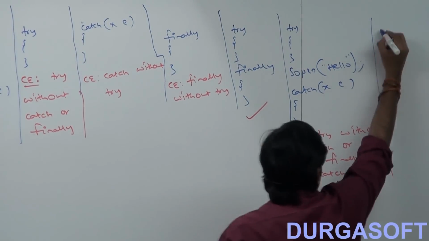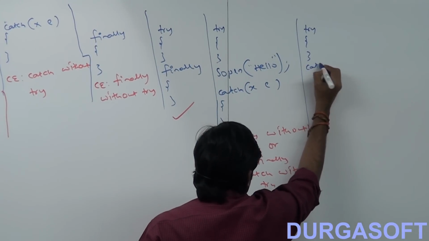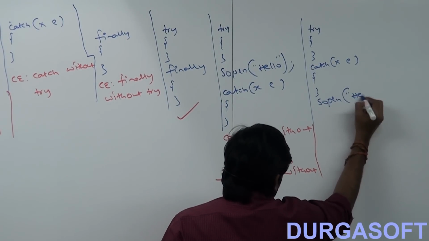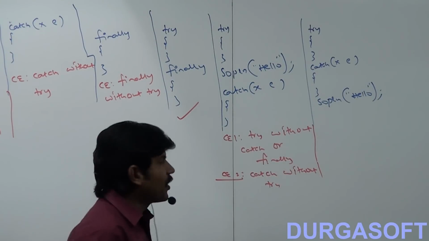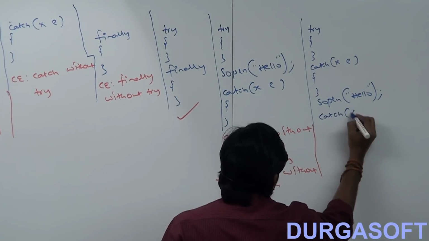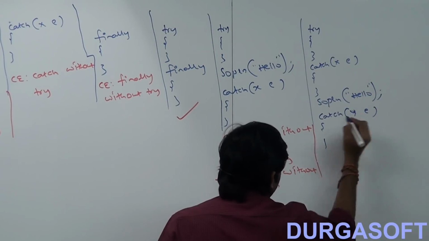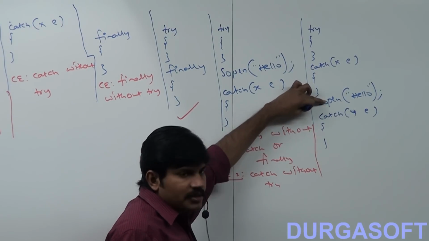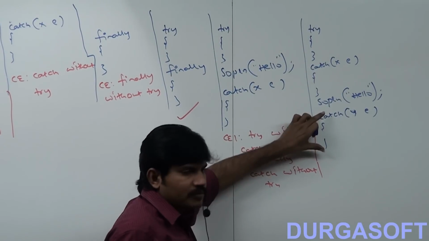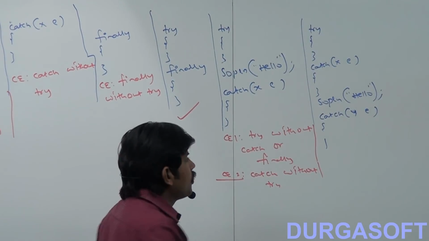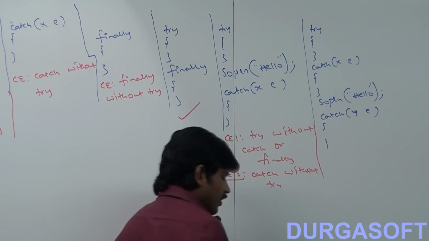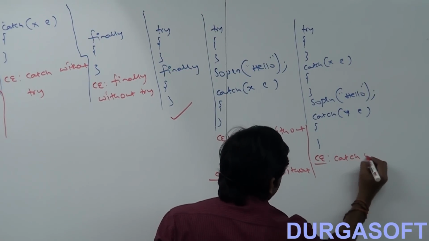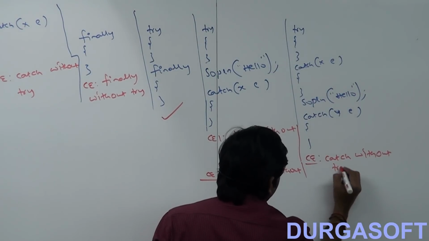Same thing. Here I am taking try, catch block and then an SOP statement, SOP of hello. Try, catch, SOP of hello, and then I am taking another catch block. Because of this SOP between the first catch and second catch, this try-catch is separated from this catch. This catch block will become alone. Immediately we are going to get a compilation error. Can I spell out what compilation error? Yes, catch without a try.